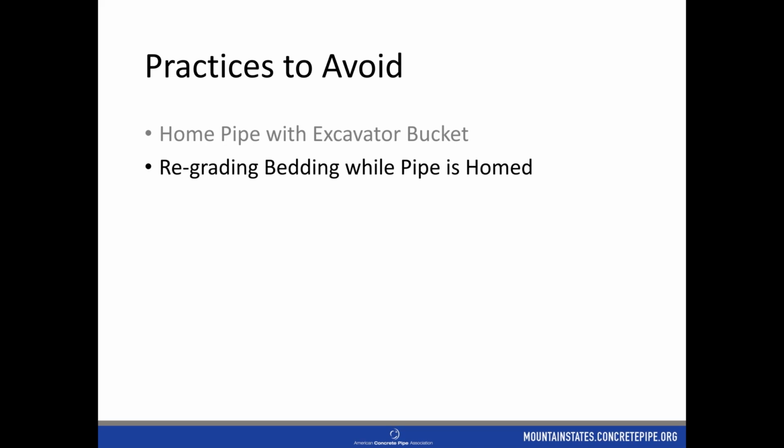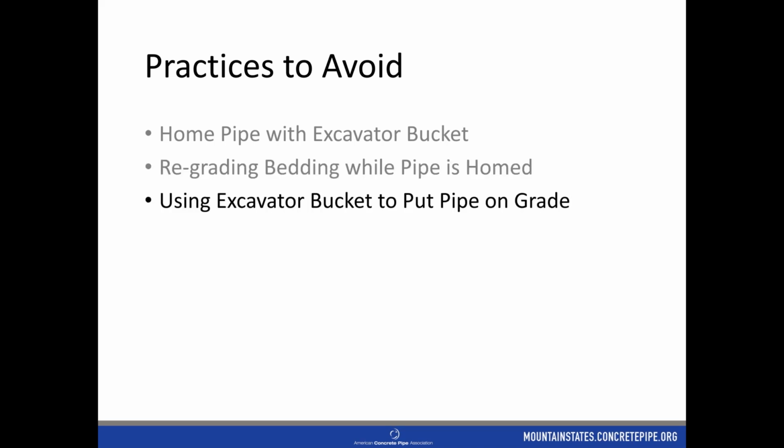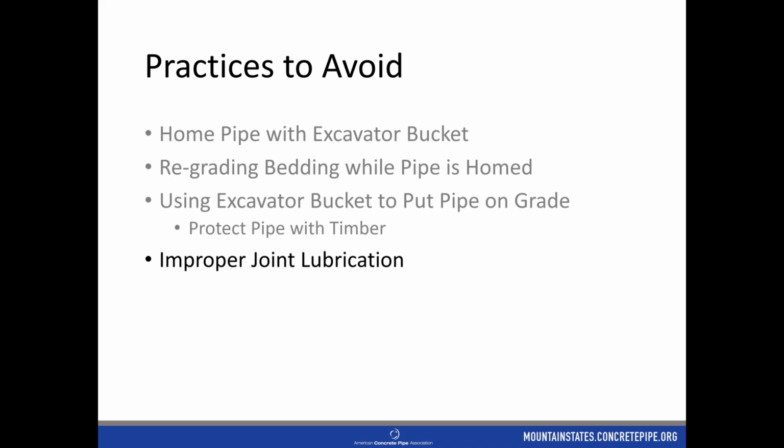Regrading the bedding while the pipe is home. So pipe's in, we lift the pipe up and we try to regrade it to get it on grade with the bedding and pull some of that. That's going to pop your bell and your spigot and crack your joints there. Using the excavator bucket to put the pipe on grade, like smashing it down and just tapping on it and hitting it. If you're going to do that, use some timber and just push down lightly on it. Improper joint lubrication, which means you're lubricating your self-lubricating gaskets or you're not lubricating the other ones. And then lastly, inadequate trench width is also a problem that we want to try to avoid there.